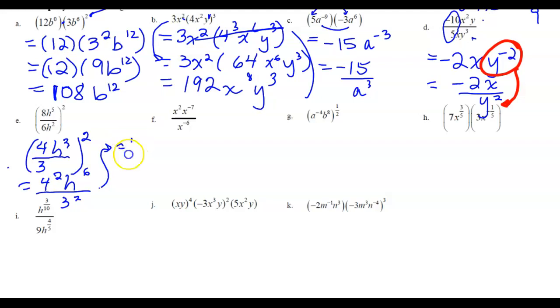So that's going to be 16 h to the 6. Oops, I put a 2. There we go. Okay, or you could go 16 ninths h to the 6. Every single thing in the brackets gets squared.